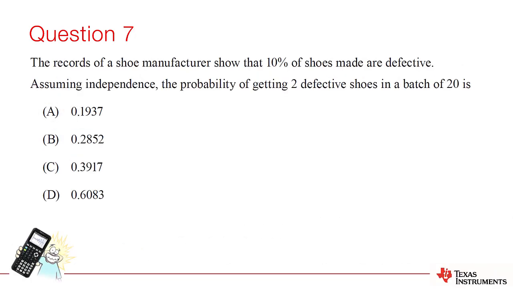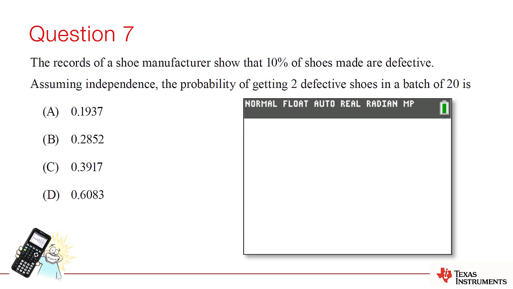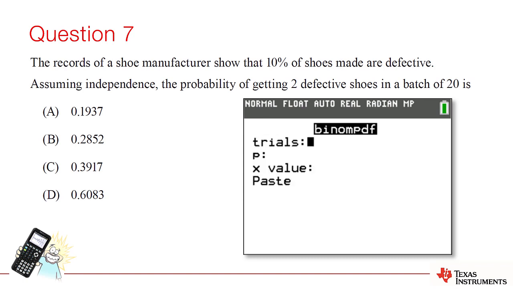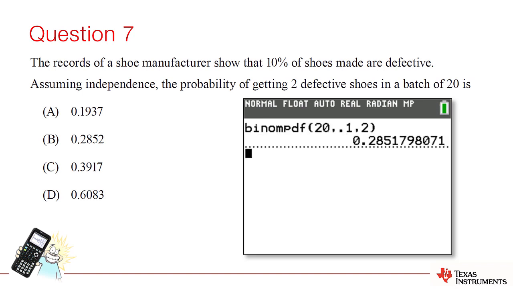Question 7. This is a straightforward application of the binomial distribution. Shoes are either defective or not defective. Successive events are independent. So, using the distributions menu, we can select binomial PDF. Here, we're prompted for the number of trials, the probability of success, and the required number of successes. So, our answer is option B.